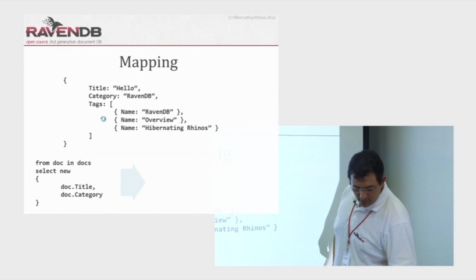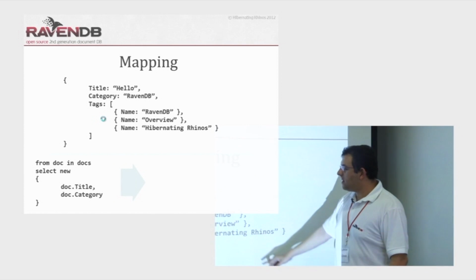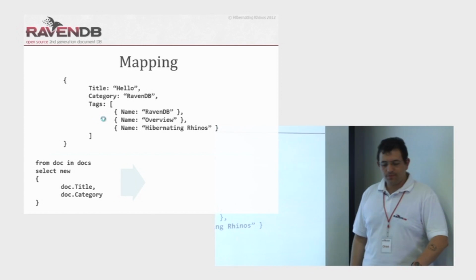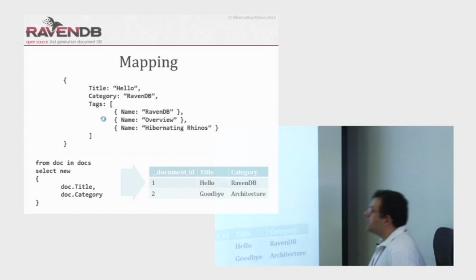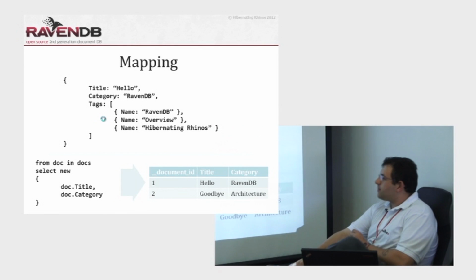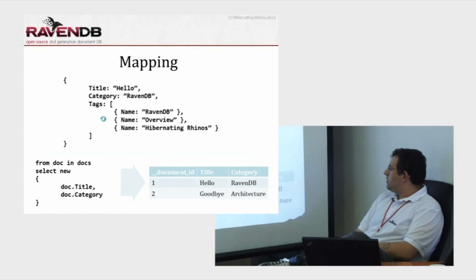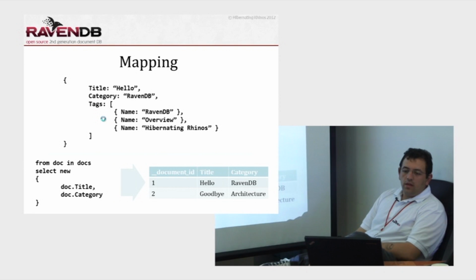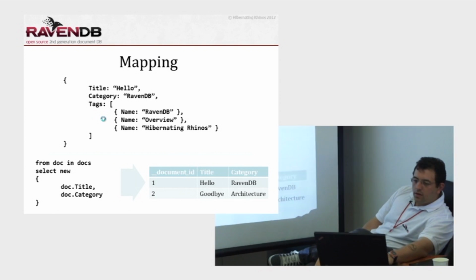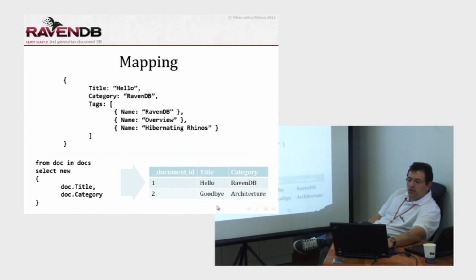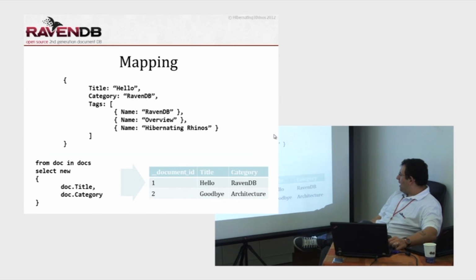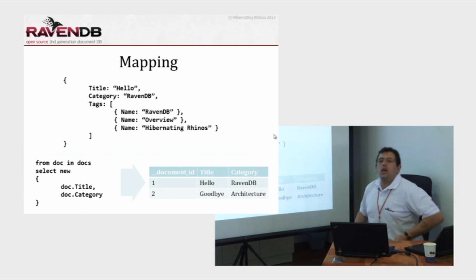This is a document, and I'm going to define the following index. And those are going to be the results of this index. So this is actually how it looks, sort of, when we are saving that to the index store. RavenDB uses Lucene.